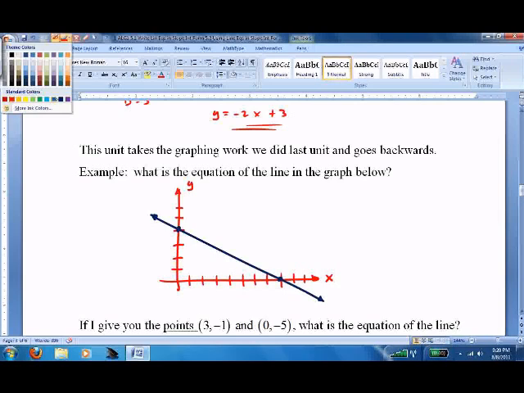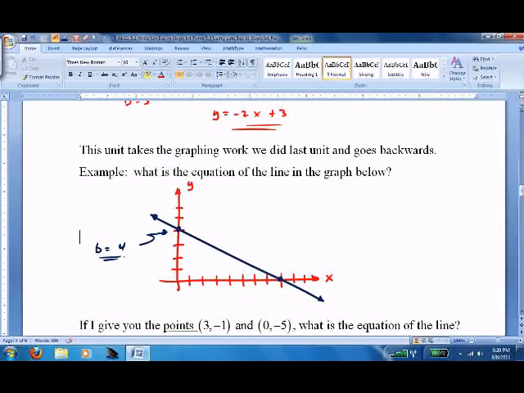If that's the y-axis, we know that this is the b value. In this case, 1, 2, 3, it's 4 up. And then for the slope, it's change in y over change in x. It goes down 4, and it goes over 8. So that's your slope, and it equals -1/2. So the equation of the line, just like before, is -1/2 x plus 4.